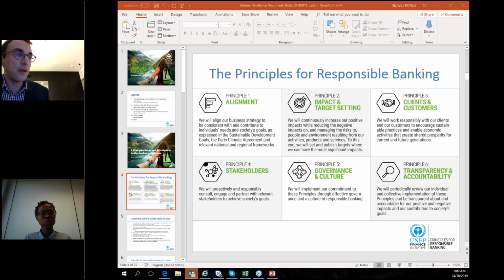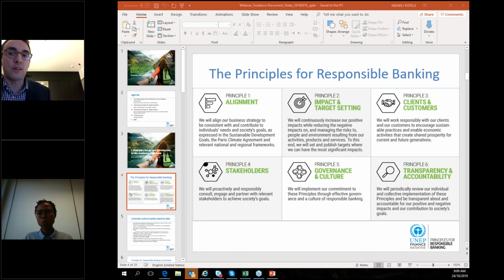Then on to principle 5, the governance and culture, and that's about being able to embed the implementation of our principles through effective governance, so that we've got strong oversight for how this is managed. And a large part of that is connected to principle 6, which is about transparency and accountability.